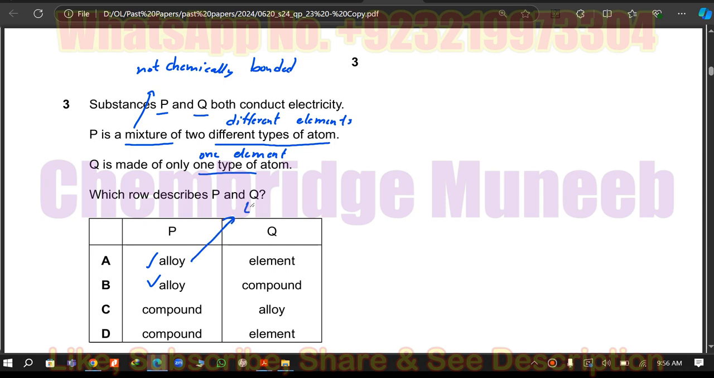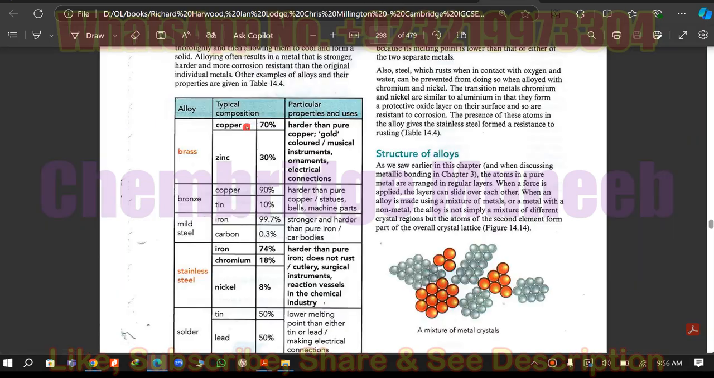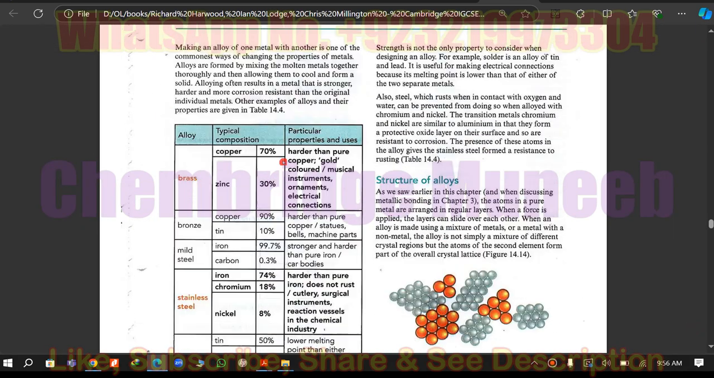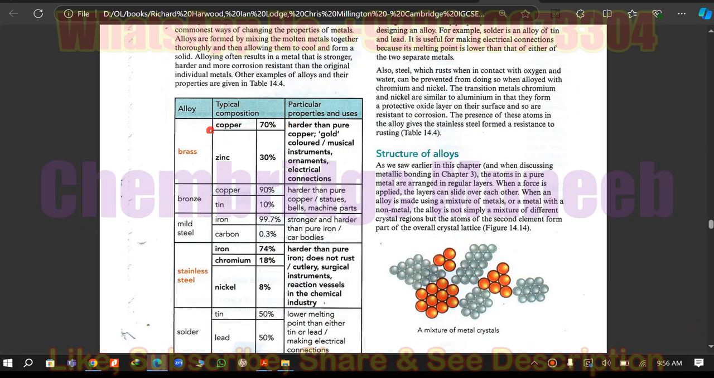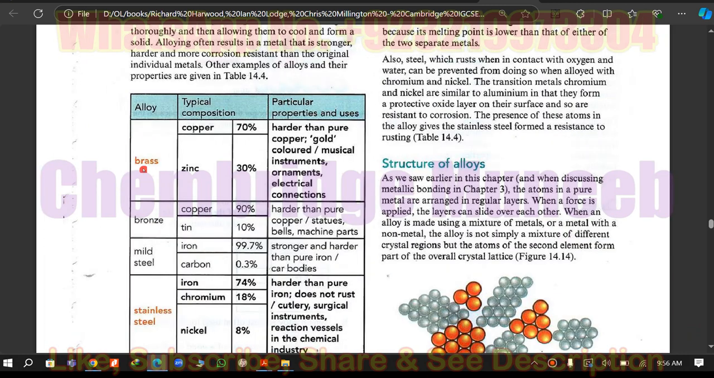Alloy means having 2 or more metals, or metals plus any other non-metal. They can be both cases here. So I can show you in the notes of the book. This is the book. In this book you can see what an alloy is. Alloy over here, these are the examples: brass, bronze, mild steel, and stainless steel.